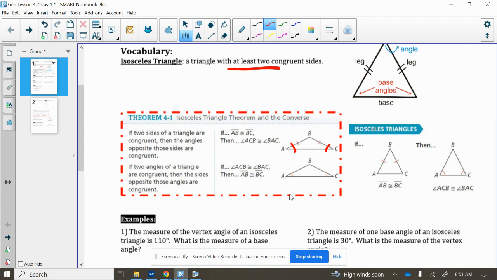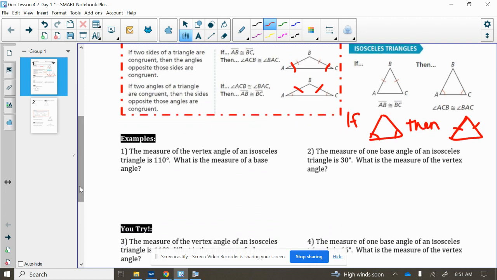If our two base angles are congruent, then the sides are also going to be congruent. So you have to see if this happens, then this happens, and then vice versa also works. If we have the base angles congruent, then the sides are congruent. So we have to be careful each time. Are we talking about the angles or the sides? So we know what is going to be considered congruent.